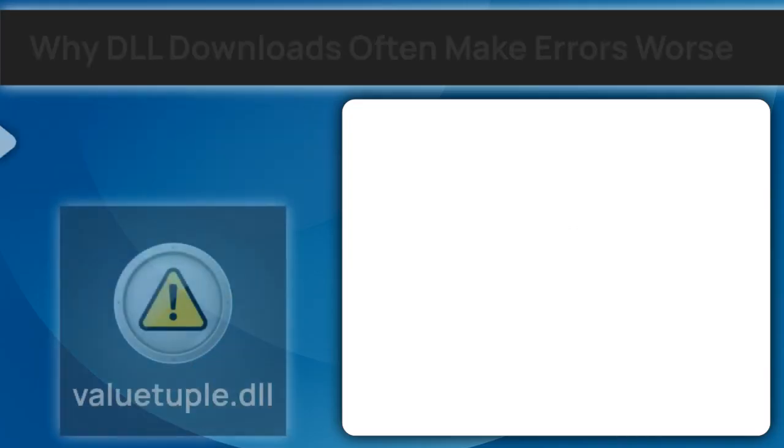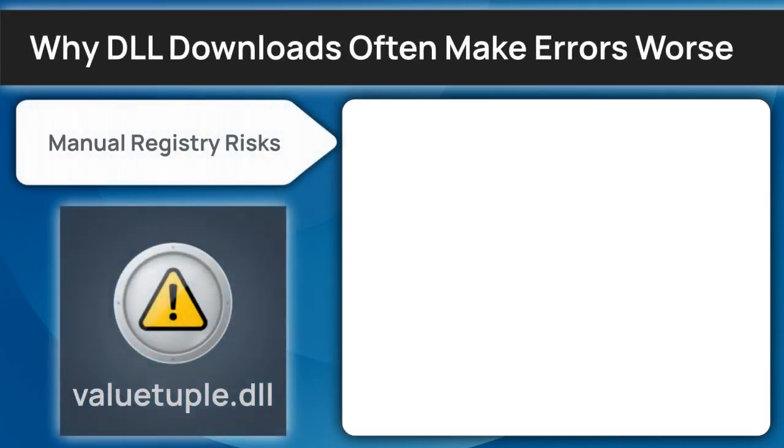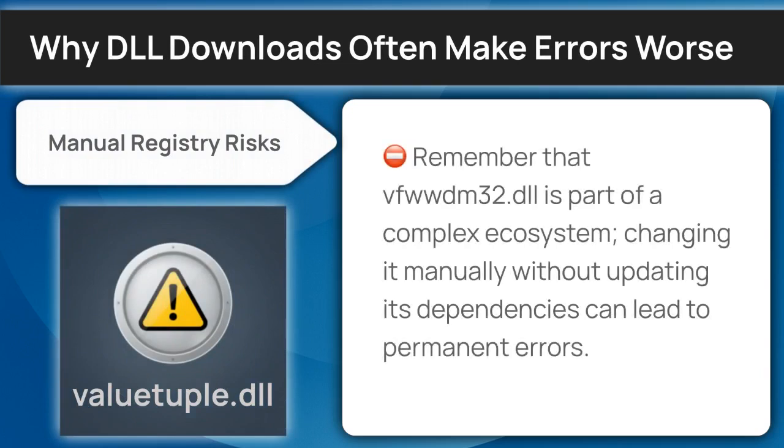To ensure long-term stability, we should review the safety risks associated with unverified file sources. The versions of Valuetuple Library DLL found on generic download sites are often compiled for legacy hardware, which can lead to excessive CPU cycles or kernel-level crashes on modern systems.